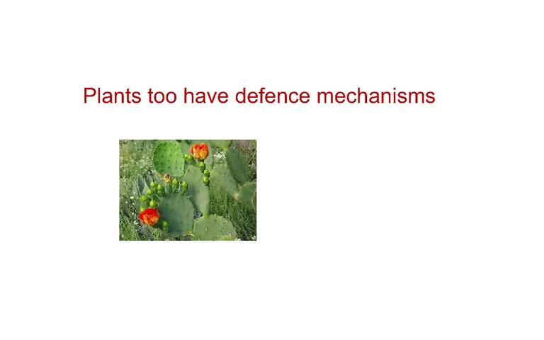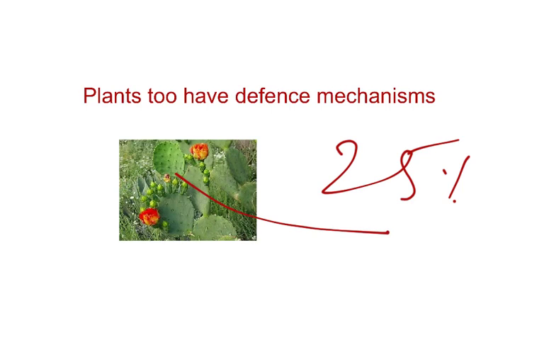Plants too have their defense mechanisms. For plants, herbivores are the predators. Nearly 25% of all insects are known to be phytophagous, feeding on plant sap and other parts of plants. The problem is particularly severe for plants because unlike animals, they cannot escape from the predators.